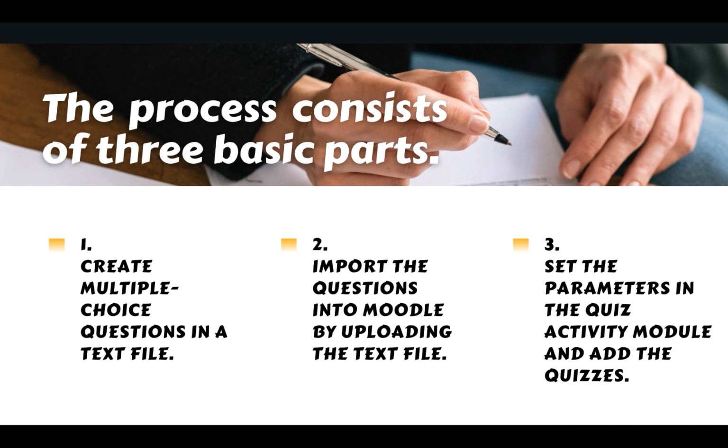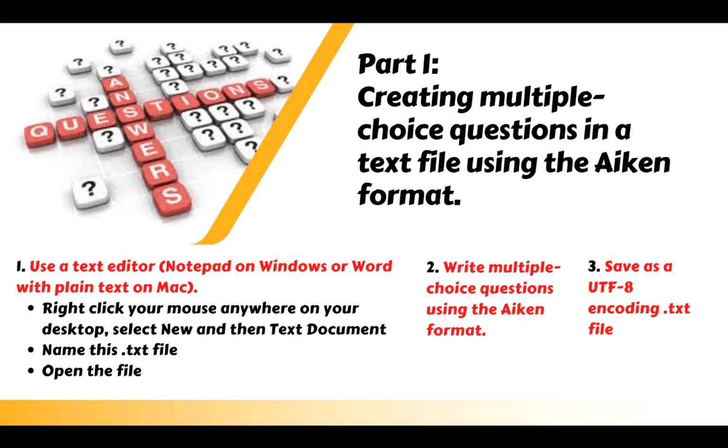One of these is the Aiken format. The Aiken format is a very easy way to add questions using a text file, and the process is in three parts. The first is to create multiple choice questions in a text file. Then import the questions into Moodle by uploading the text file, and set the parameters in the quiz activity module and add the quizzes.